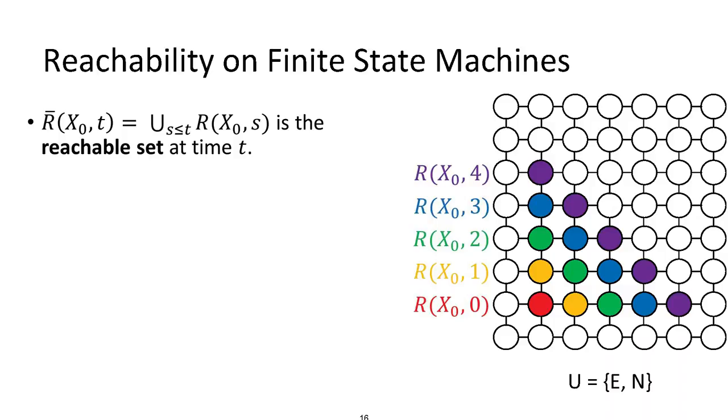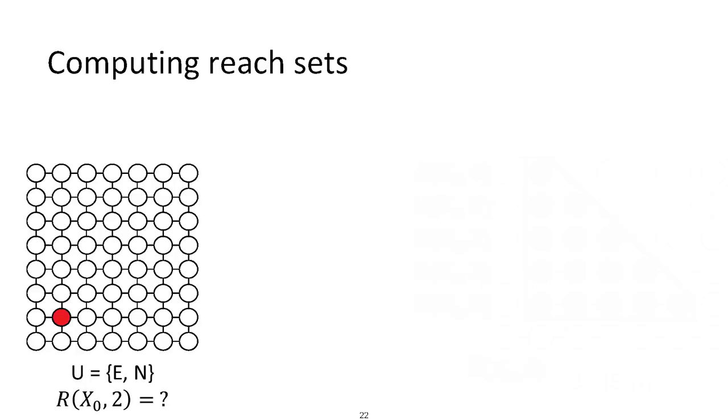And then the reachable set is defined as the union of all reach sets for time less than or equal to t. So the reachable set at time 0 is just the initial set of states. And at time 1, we have the union, and so on. Okay. So the reachable set is what we use to test for intersection with bad states, because that's all the states that we can possibly reach from time 0 to sometime later.